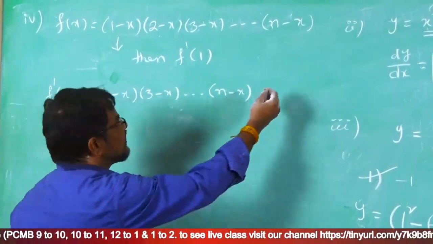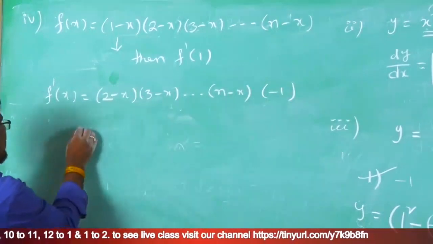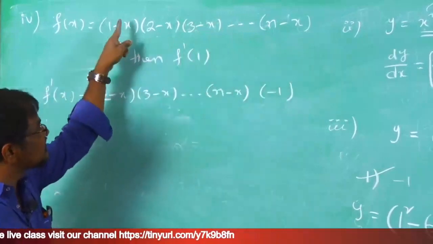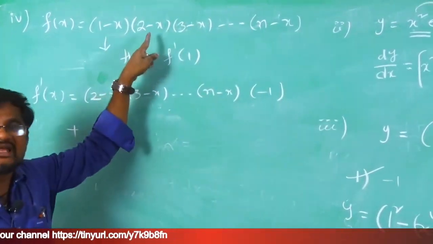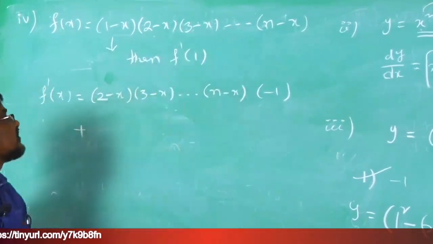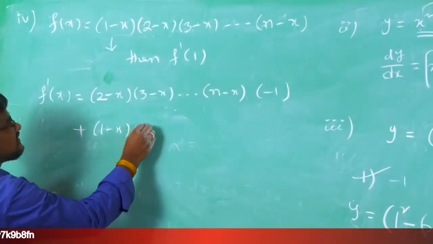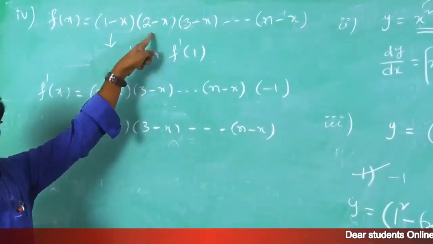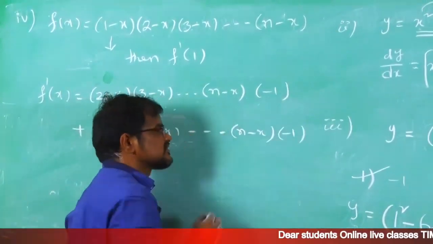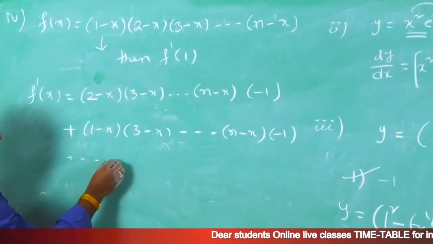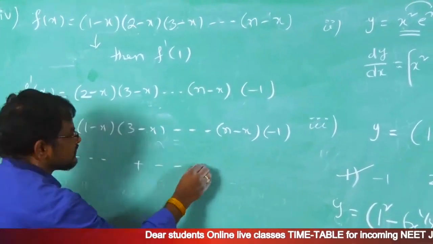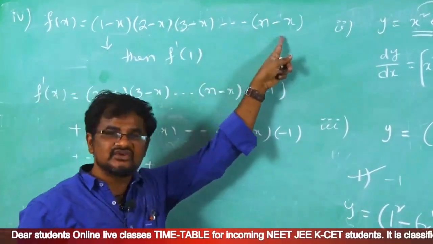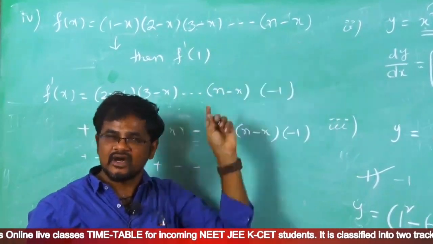Observe the uvw formula, that is minus 1 plus, and keep the remaining factors as they are. Then you differentiate the second one, and the remaining are as they are: 1 minus x, 3 minus x, etc. up to n minus x. Again you differentiate the second factor only, that is minus 1. Next plus, etc. The last one is also the same. So write all the factors as they are, and just differentiate the last factor.